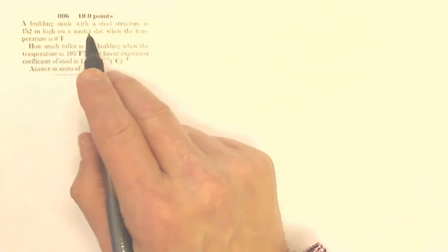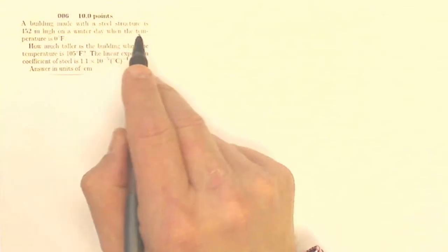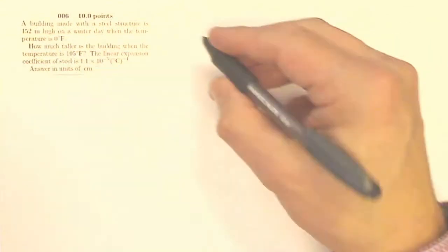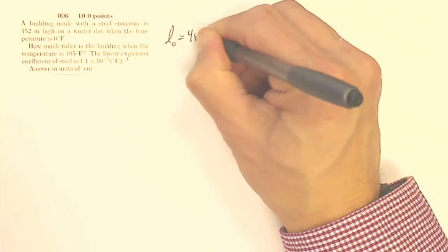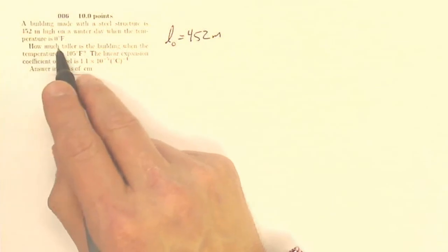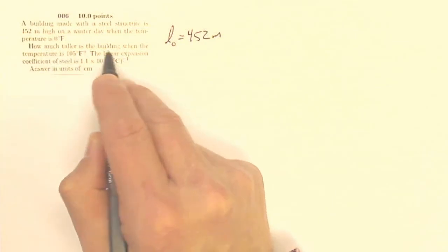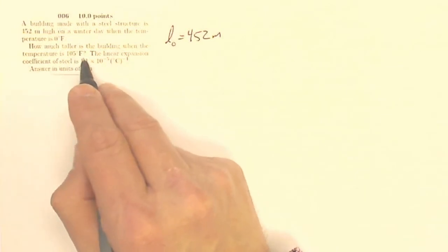A building made with a steel structure is 452 meters high on a winter day when the temperature is 0 degrees Fahrenheit. So the first thing I know is that my original length is 452 meters, and my original temperature is 0. How much taller is the building? So I'm looking for delta L. How much taller is the building when the temperature is 105 degrees Fahrenheit?